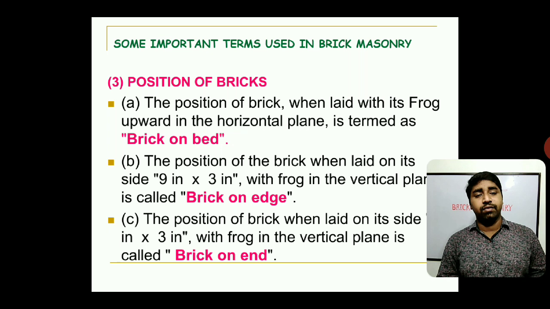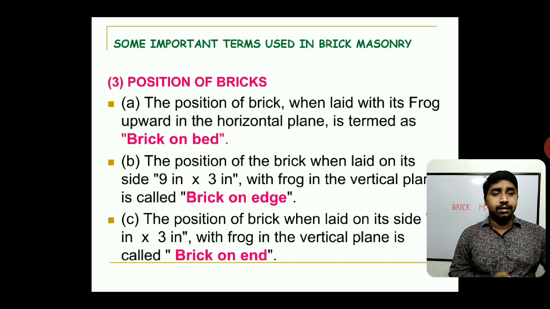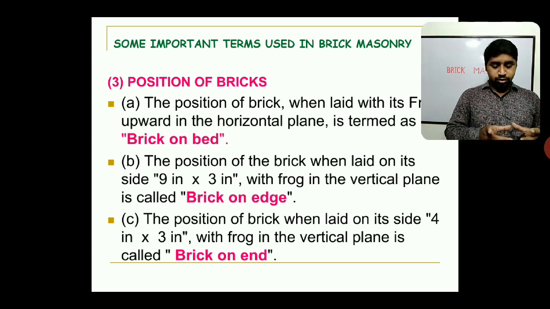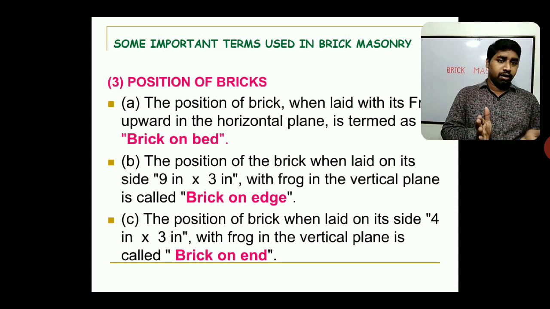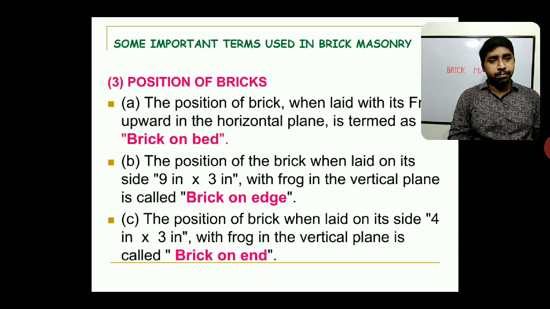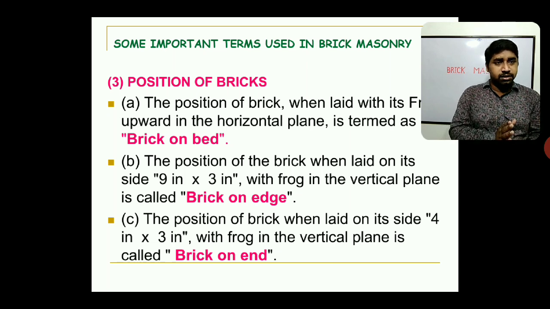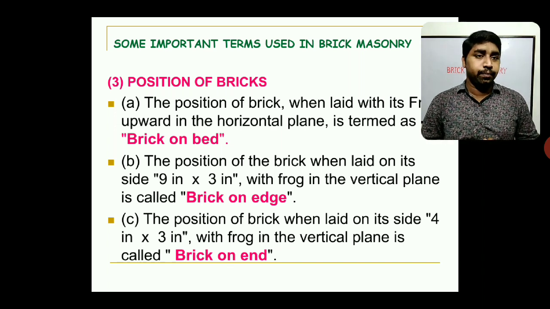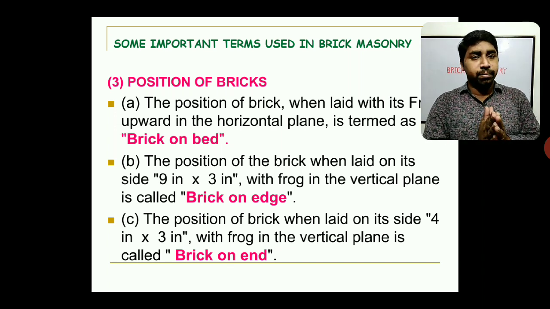Next, the position of the brick when it is laid on its side, 4 inches by 3 inches, with the frog in the vertical plane, means the smaller portion on the end. If you are standing the brick vertically on the 4 by 3 inch surface, then it is called a brick on end. So these are the three positions of the bricks.